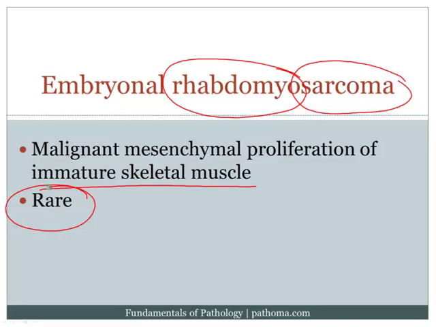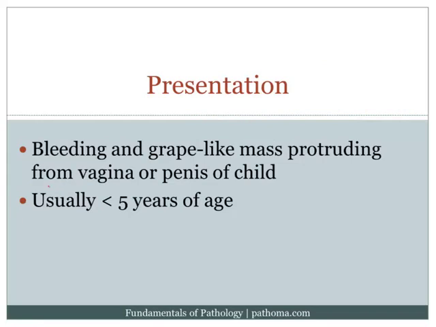Now, this disorder has a very interesting presentation that you need to be aware of, and that is that it often presents with bleeding and a grape-like mass, which is arising from the vagina, if it's a female, or the penis, if it's a male. And it classically occurs in a child less than 5 years of age.